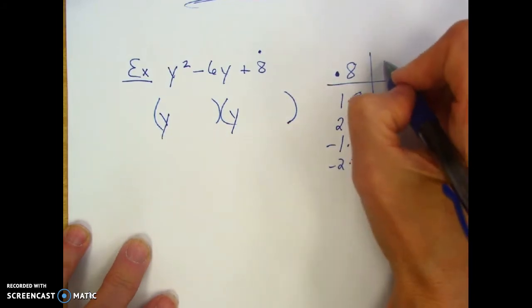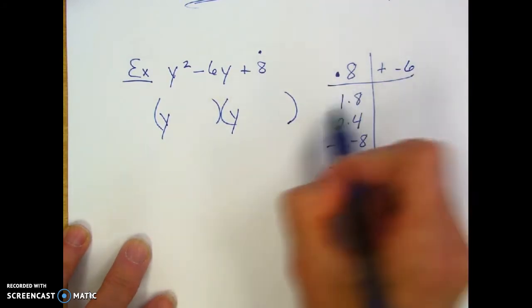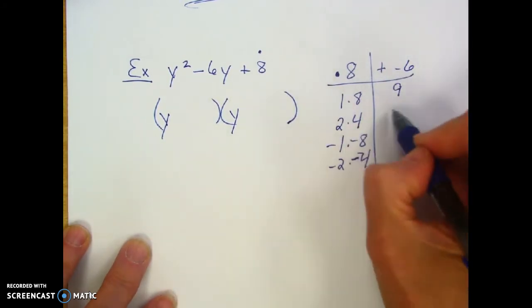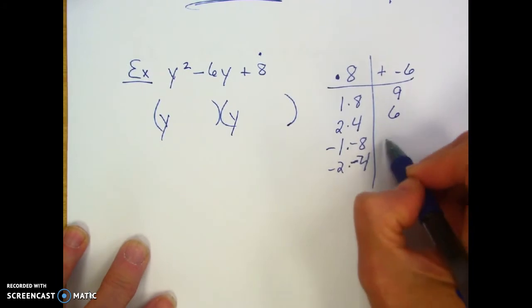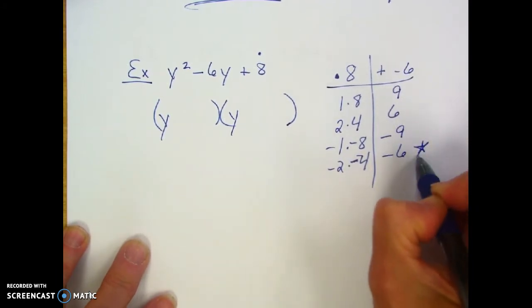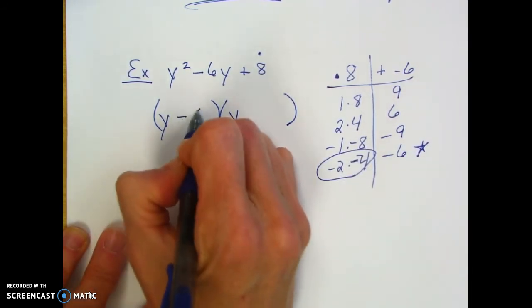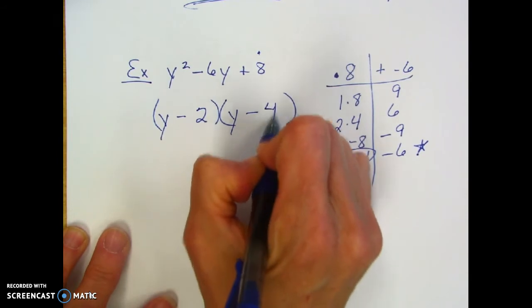So if we start adding these, we want them to add to negative 6. If I add these, I get 9. That's not it. If I add those, I get 6. If I add these, I get negative 9. And if I add these, I get negative 6. There it is. That's the combination we want. So this is going to be minus 2 and minus 4.